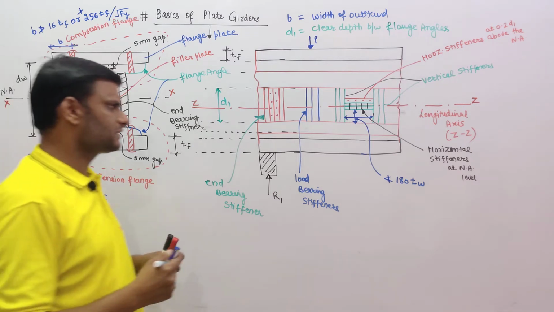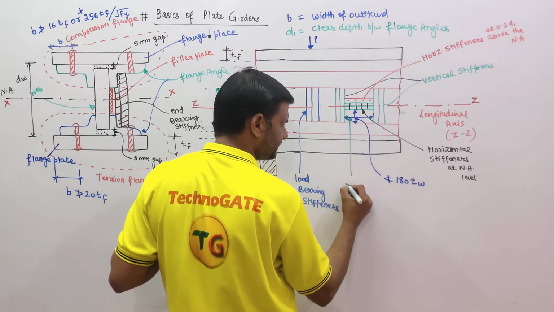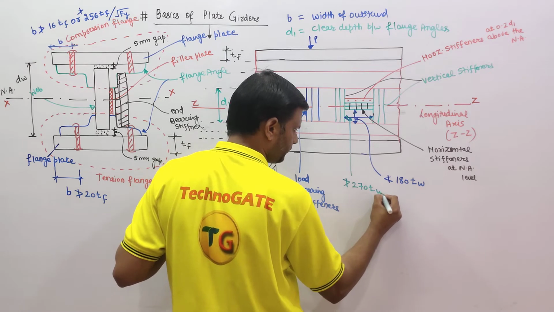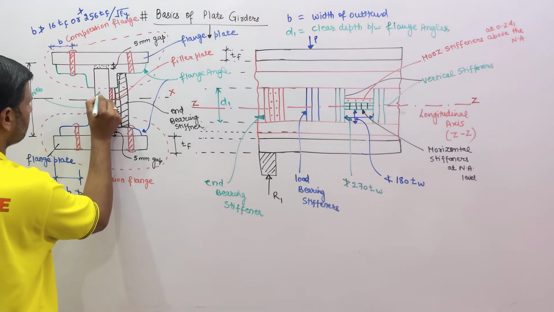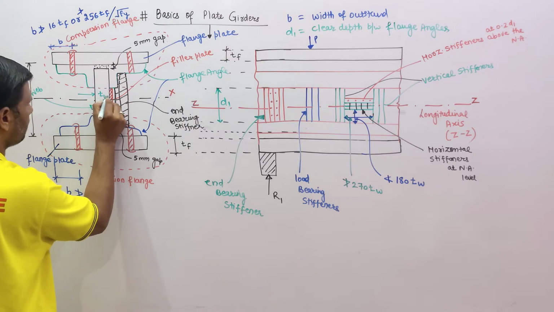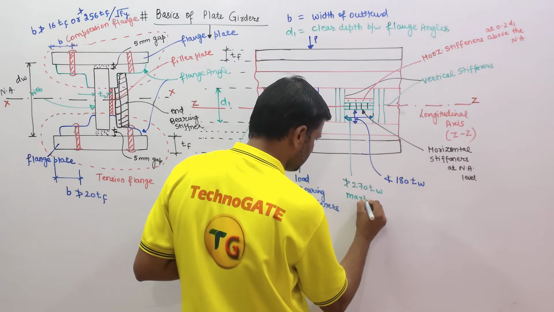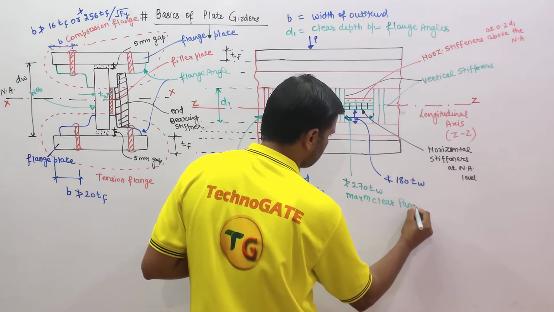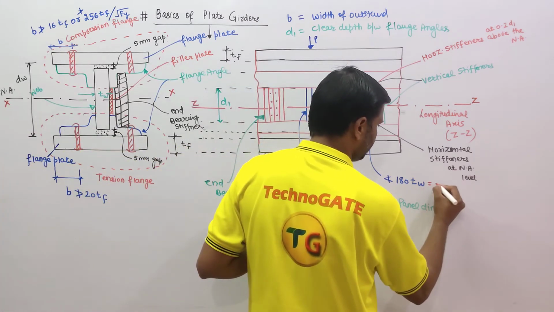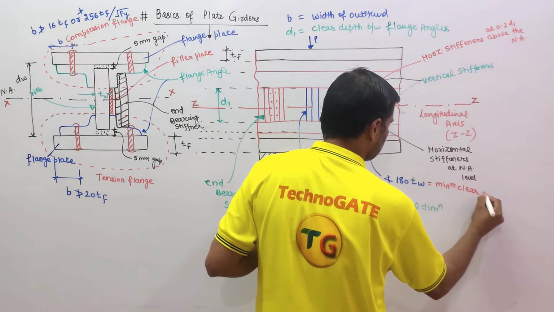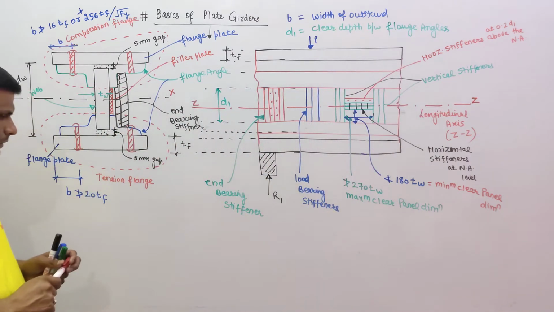And the clear panel dimension, the maximum dimension, shall not be more than 270 times TW. This dimension is called the thickness of web, TW. So this is the maximum clear panel dimension, and 180 TW is the minimum clear panel dimension. Okay, my dear students, this is the tension flange.